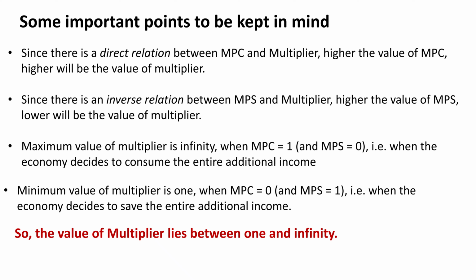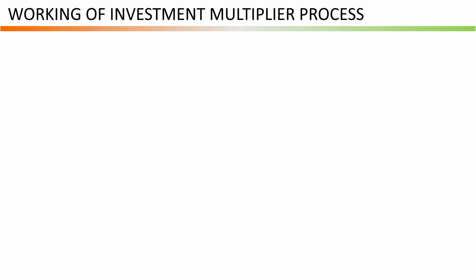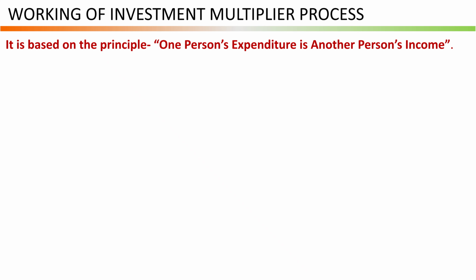And we conclude that the extent of investment multiplier depends on the decisions taken by the households in an economy with respect to their spending and saving. And thus, marginal propensity to consume plays an important role. The basic principle on which investment multiplier works is that one person's expenditure is another person's income.